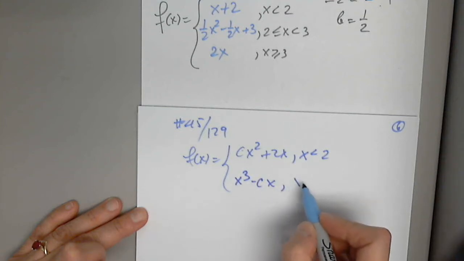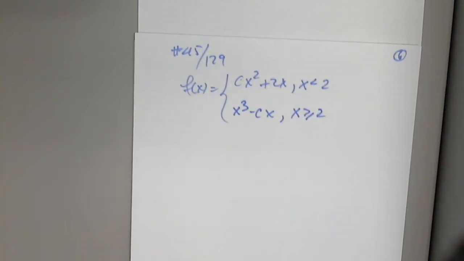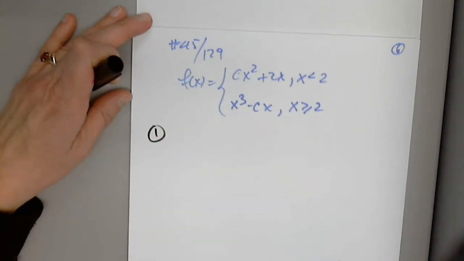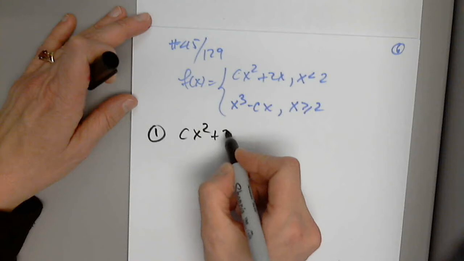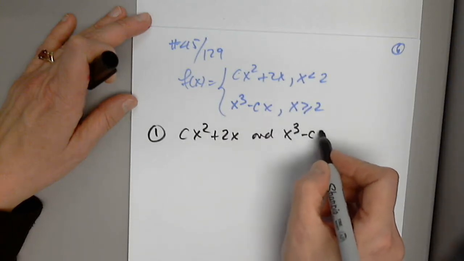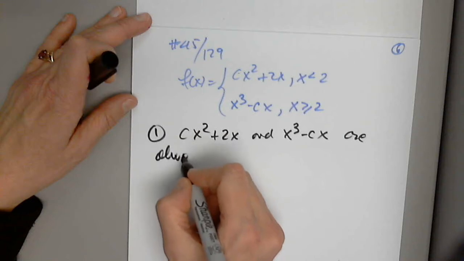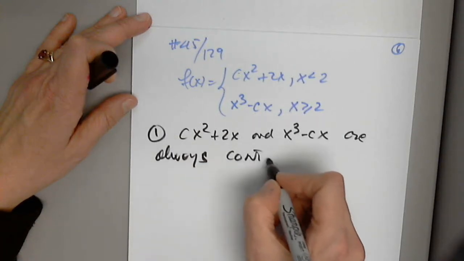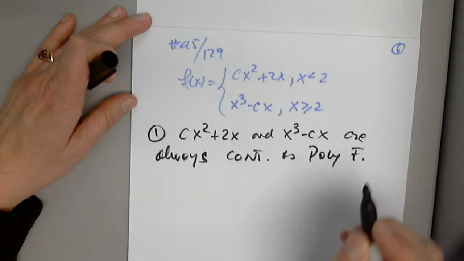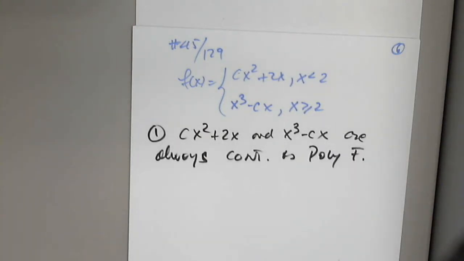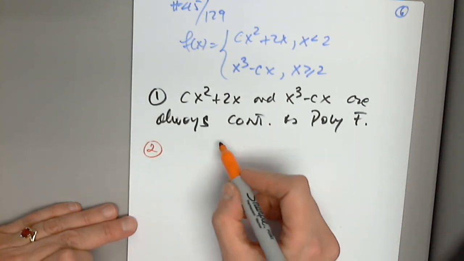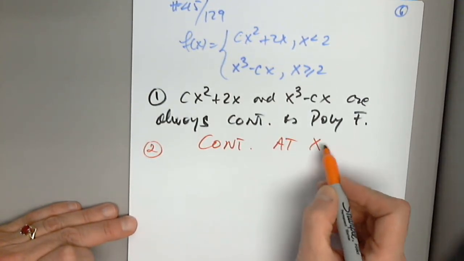So this one has only 1 variable. We're asked to find c that makes this function continuous everywhere. And I have to write as the first step, this is a mandatory step, that cx squared plus 2x and x cubed minus cx are always continuous, as polynomial functions. I must write this as the first step. Then, what is my concern? Continuity at x equals 2.